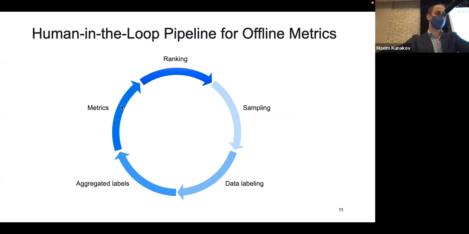Let's start with a circle where, let's say, you have a system which ranks your results. Then out of the results, you sample some of the results which are being shown or which could be shown. After you sample these results, you perform data labeling, which is what I'm going to talk to you about. You get the results of the data labeling, you aggregate the labels, you calculate the metrics of how relevant your queries are to your results, and you change your ranking.